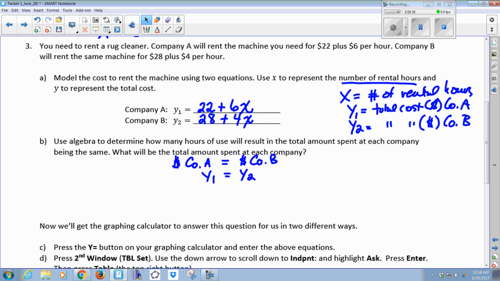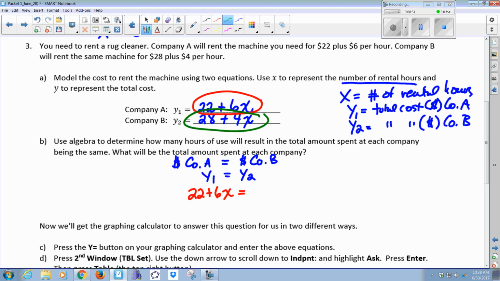Well, this is where you use substitution. y1 is the same as this expression, 22 plus 6x. So your quest here is to find out when 22 plus 6x equals 28 plus 4x. The cost of company A, when does that equal the cost of company B?